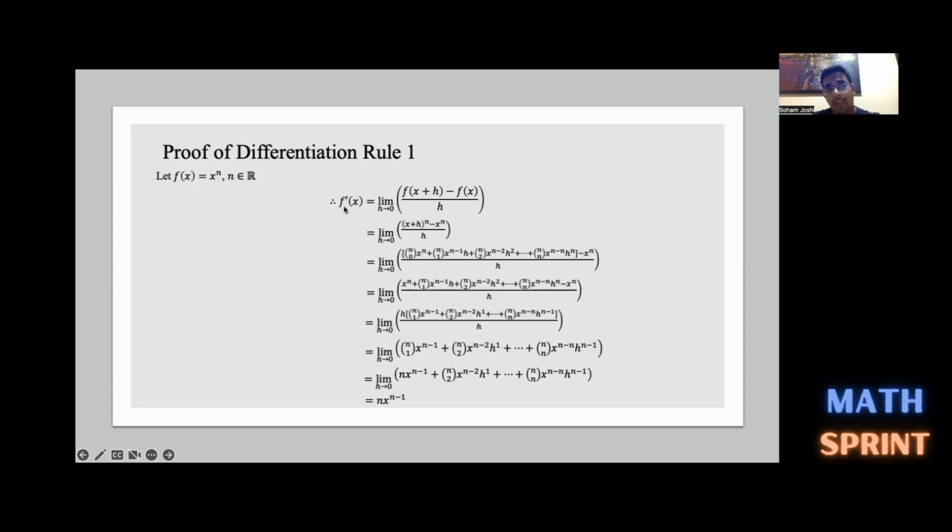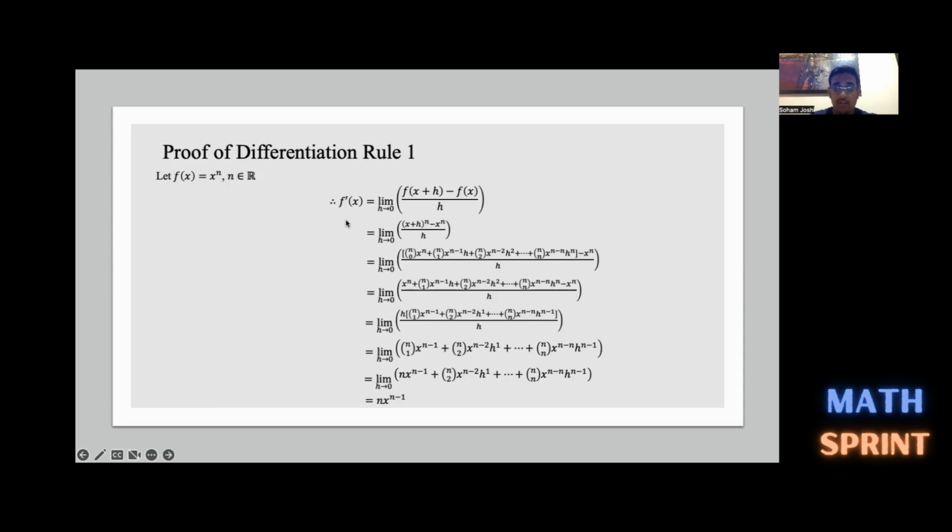So therefore, f dash of x, using the formula that I explained before for the gradient of a tangent at a particular point, f dash of x is equal to the limit of f of x plus h minus f of x, divided by h, as h approaches 0. So we start with this. And since f of x plus h is equal to x plus h, whole to the power of n, we get this by just plugging in x plus h into the function.